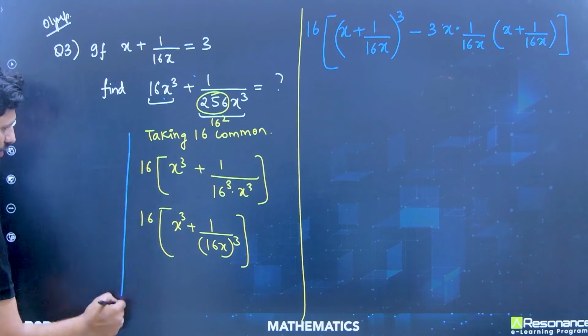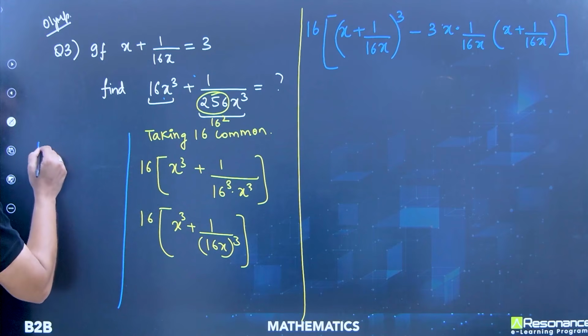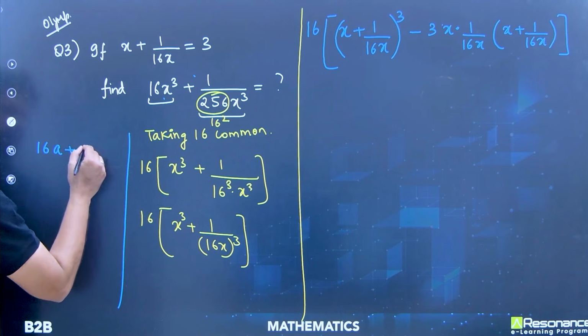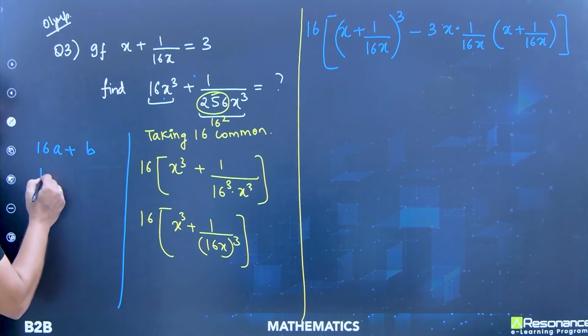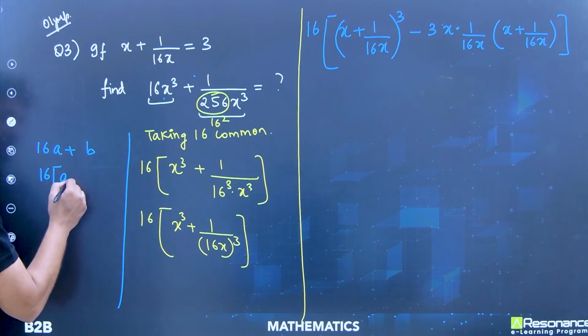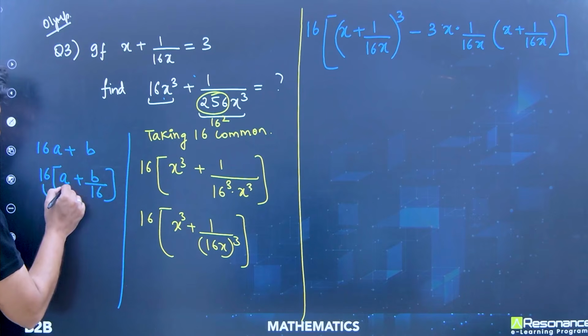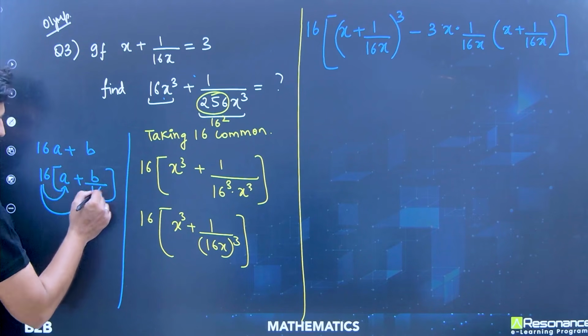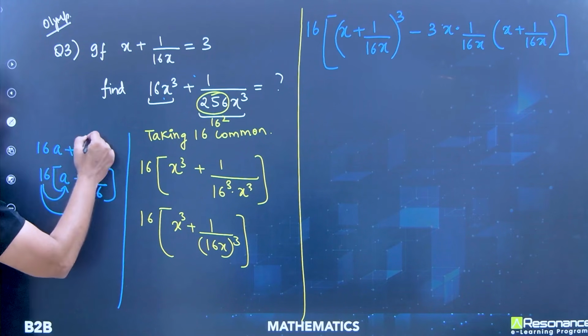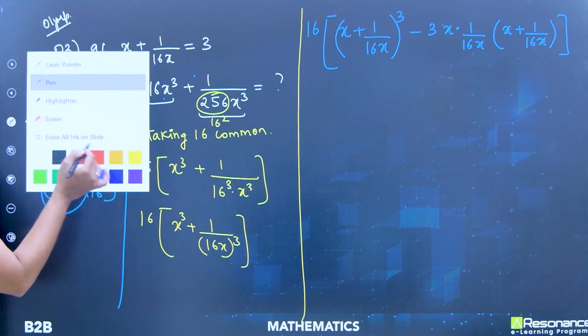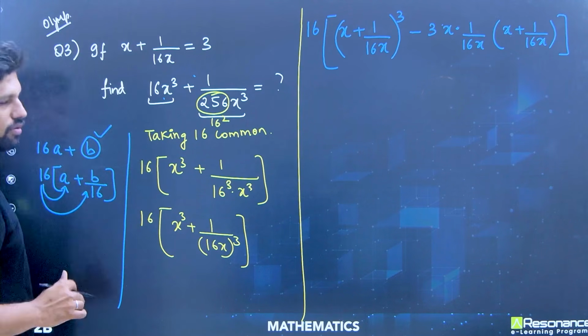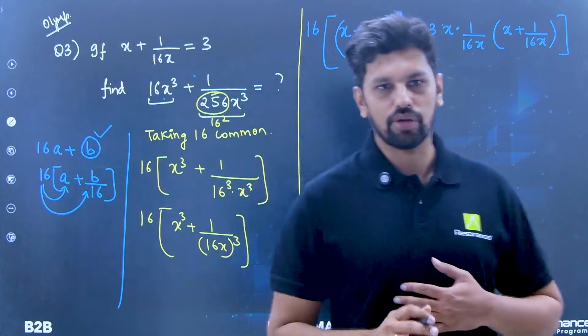Okay, so division is not a big thing. Let's say 16a plus b is written. If I take 16 common, this will become a and this will become b by 16, because when I multiply again, 16 and 16 will get cancelled and we will get b again. Now I think it's clear.